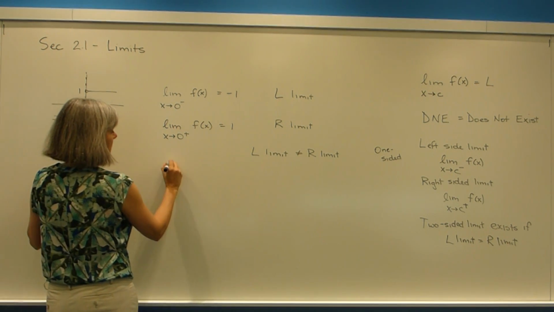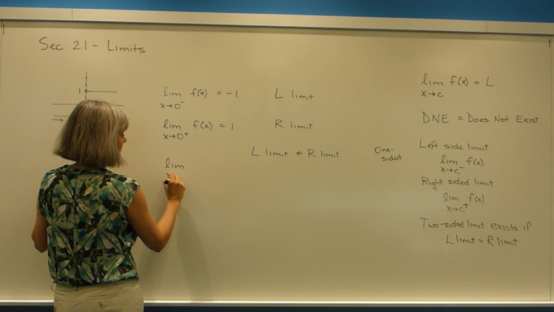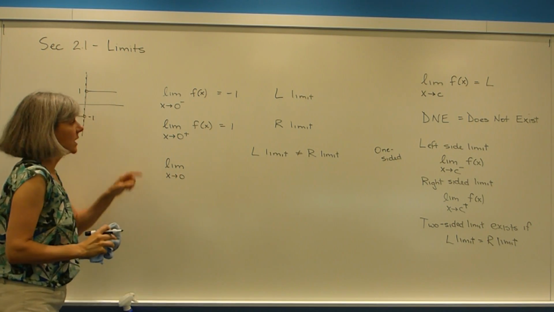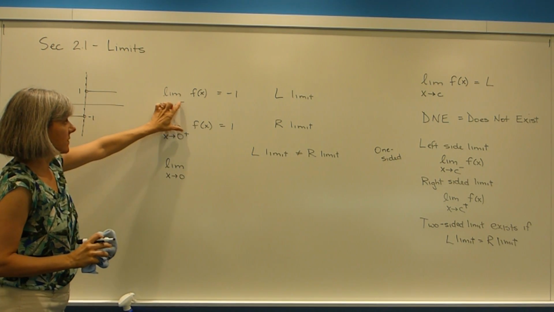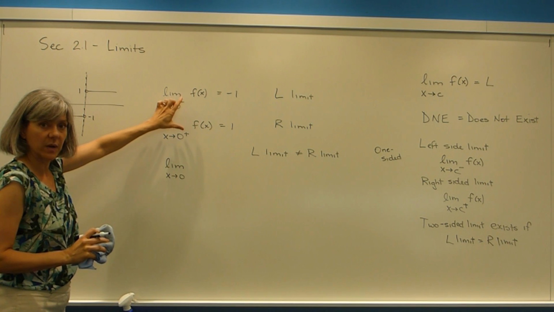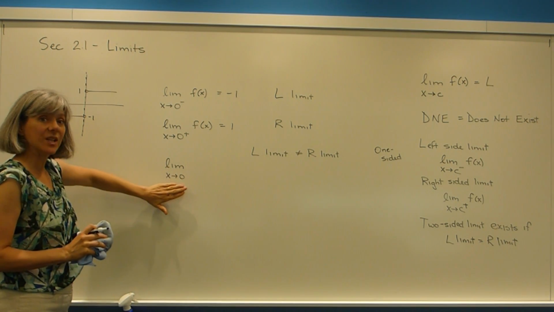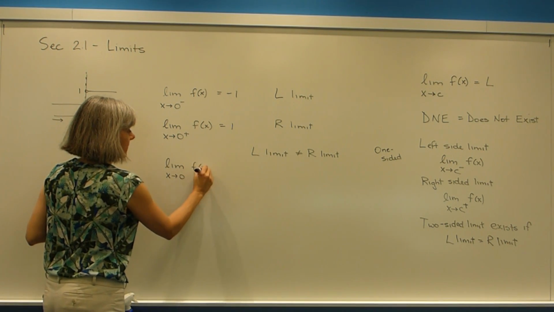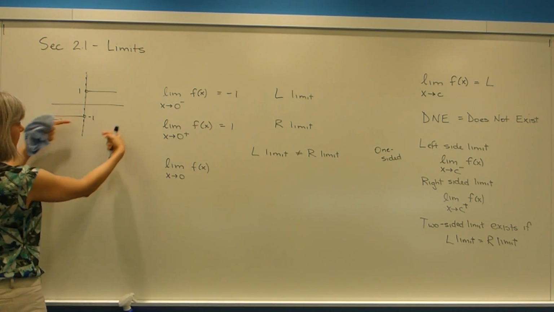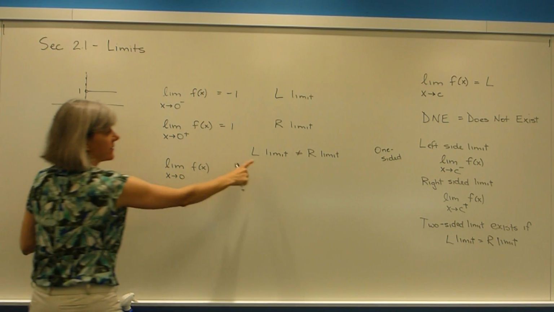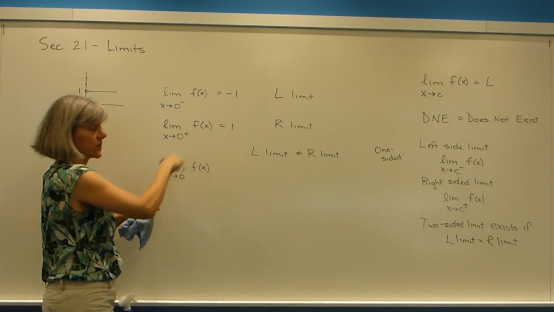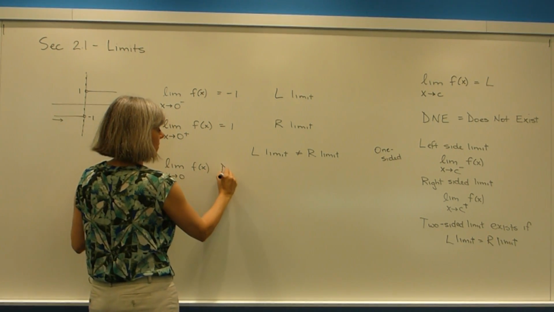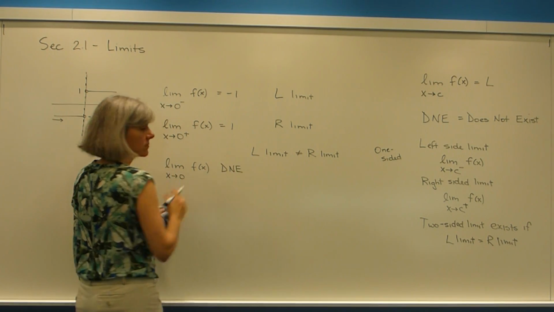Does this two-sided limit exist? So let's look at the distinction in notation. Left-sided and right-sided have these negative and positive signs. If you don't see it, then you have to assume it's a two-sided limit. So for this function, does the left side equal the right side? Does the left limit equal the right limit? The answer here is no, so we would say that this one does not exist.